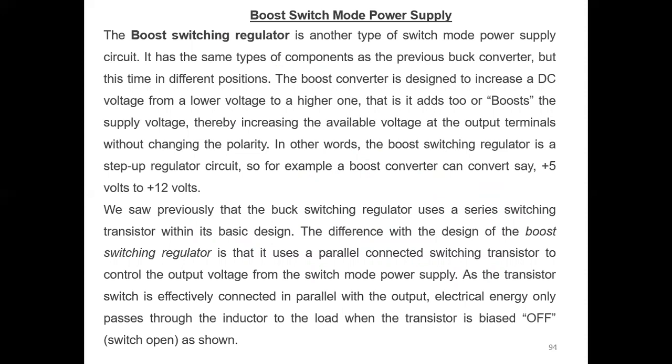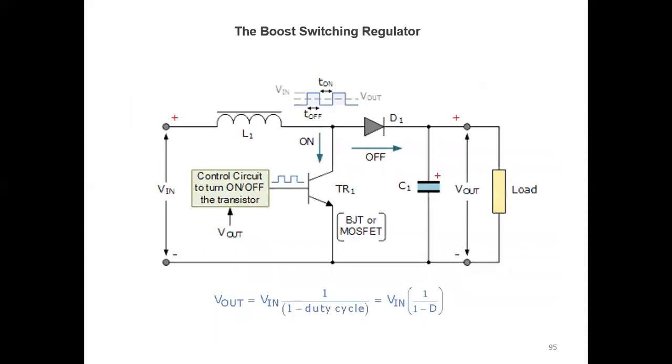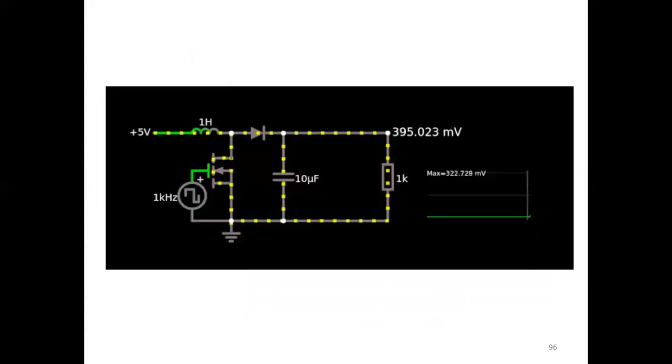So this boosts the supply voltage, thereby increasing the available voltage at the output terminal without changing the polarity. We said previously that the buck switching regulator uses a series switching transistor within its basic design. This is the model. So this is the working diagram of the boost and buck switch mode power supply.